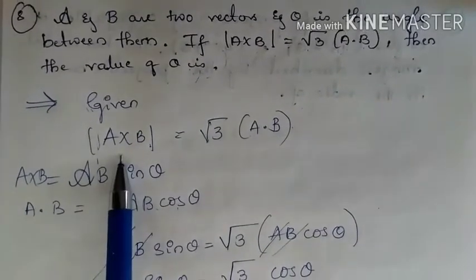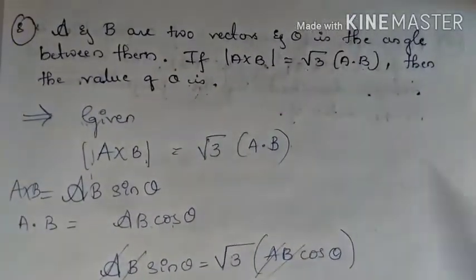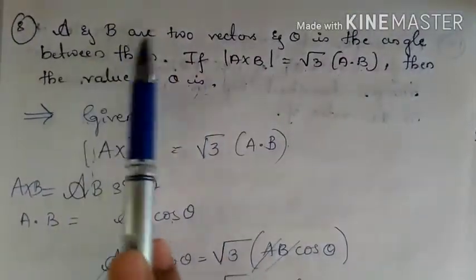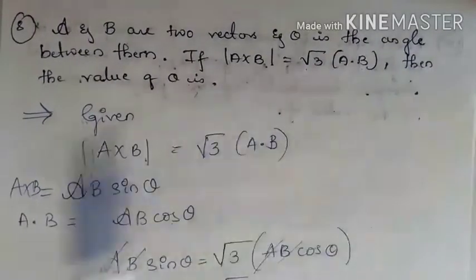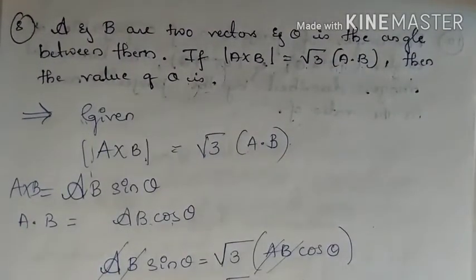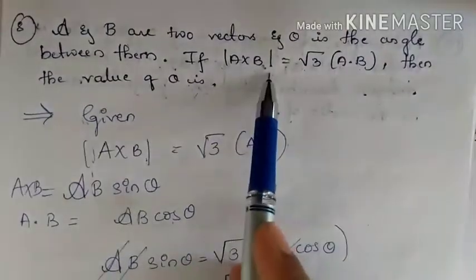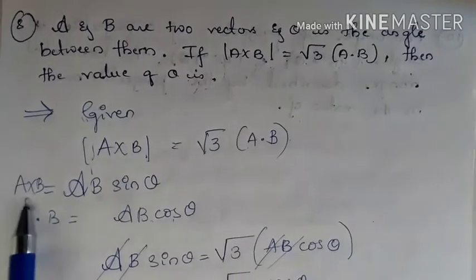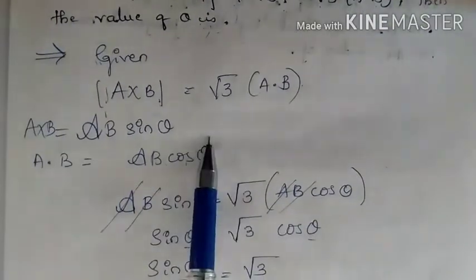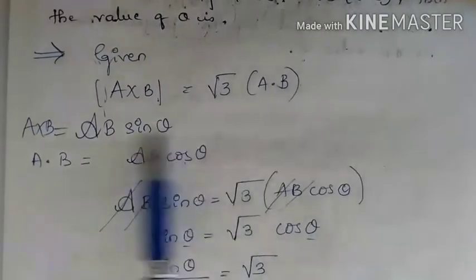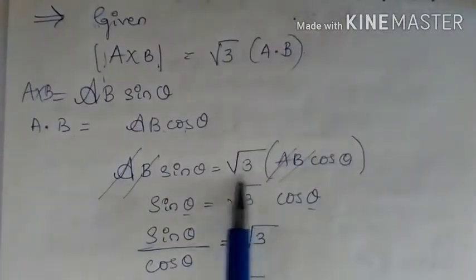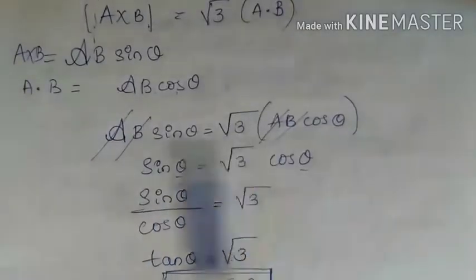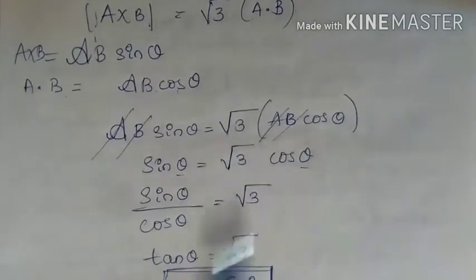So now what we have done: he has said A and B are 2 vectors. He has already mentioned that A and B are two vectors, and theta is the angle between them. So he is asking what this theta will be if A cross B is equal to root 3 of A dot B. We should know the A cross B formula, AB sin theta, and the A dot B formula also, AB cos theta. So AB sin theta is equal to root 3 AB cos theta. Cancel the terms which get cancelled: AB, AB get cancelled.